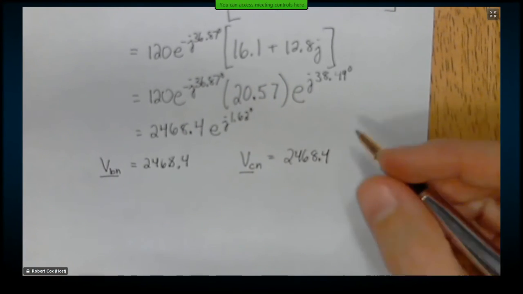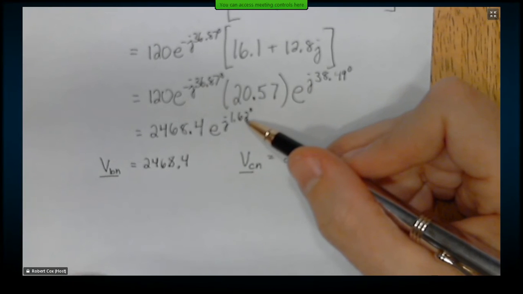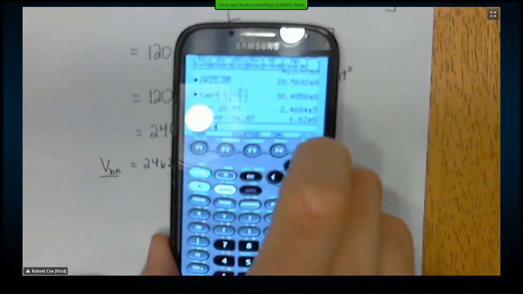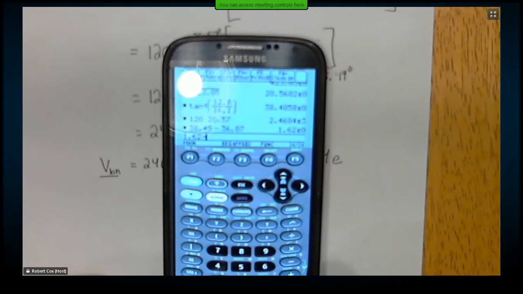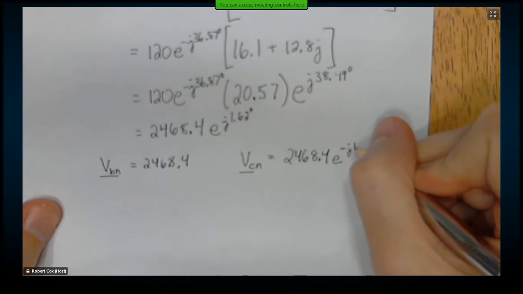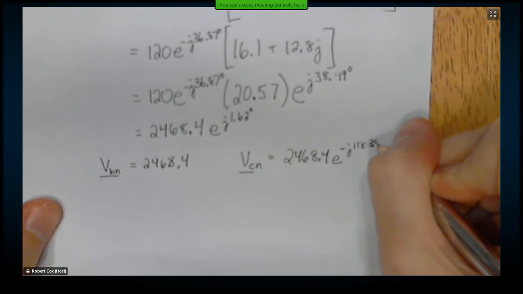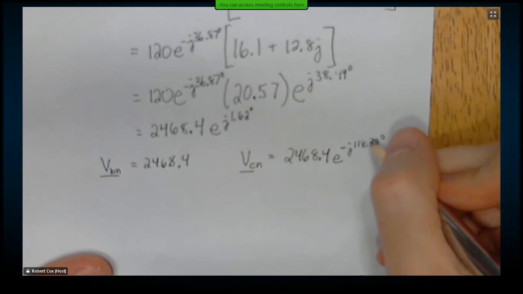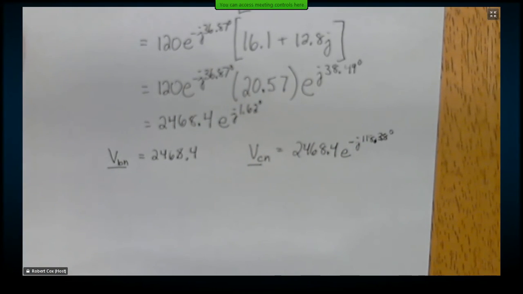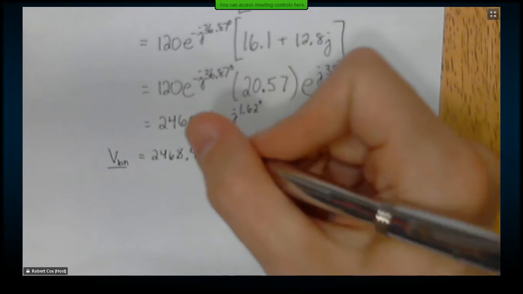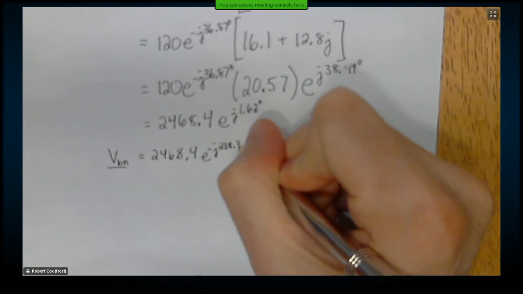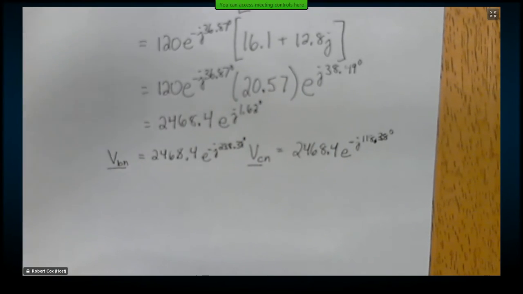Now the angles. Because it's a negative sequence set, I know that C is 120 degrees behind A. So I go 1.62 minus 120, which tells me this one has an angle of minus 118.38 degrees. This one is 240 degrees behind, so I do 1.62 minus 240, and that gives me e to the minus j 238.38 degrees.